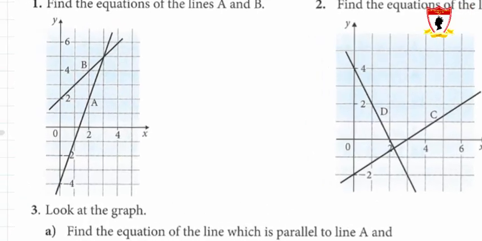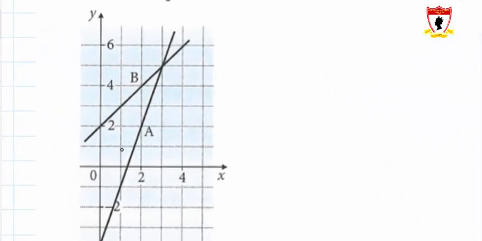Mark 2 points on line A to help you to find the gradient. So the two easy points on line A are, one of them is here. The coordinate of this point is an easy one. It's (3, 5). And we can say this is another easy point. It's (1, -1). 1 on x, negative 1 on y.